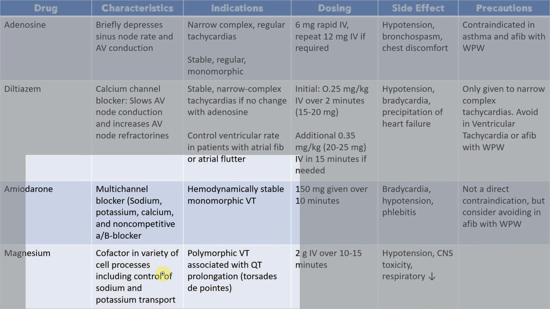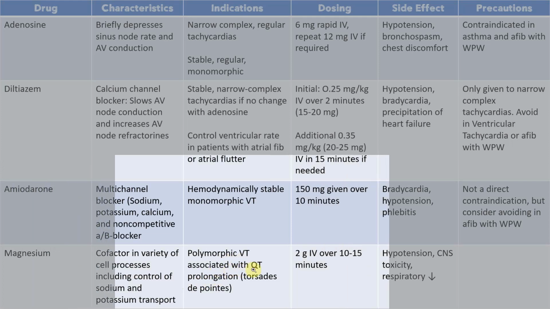Magnesium. So magnesium is kind of a complicated drug. A lot of people have trouble describing the characteristics or effects that it has, but the indication is polymorphic VTAC associated with QT prolongation. You know this as torsades. And what is the difference between torsades and polymorphic VTAC? I think we're going to talk about that.